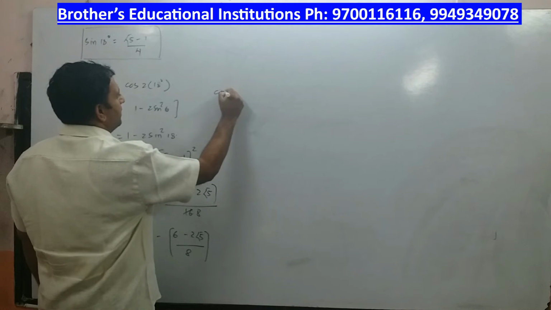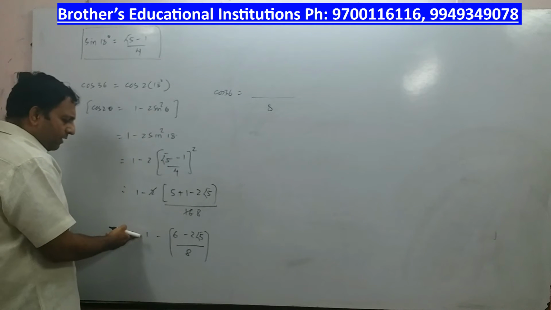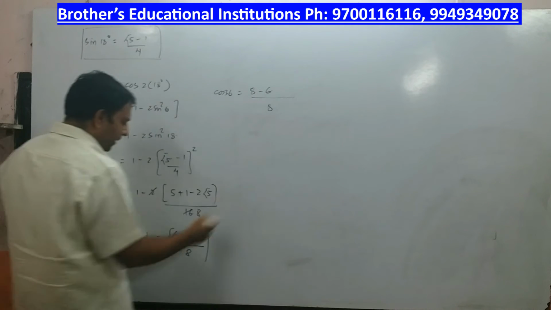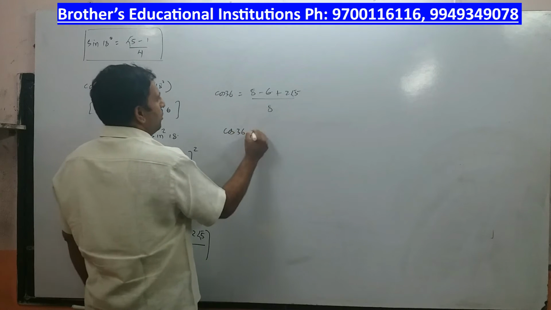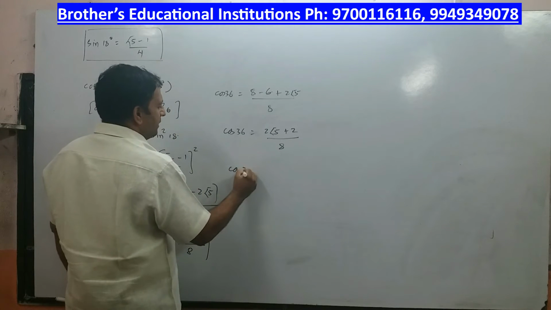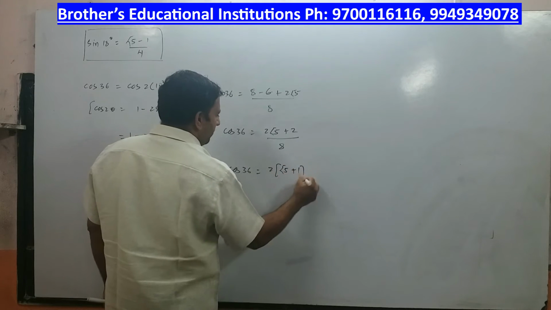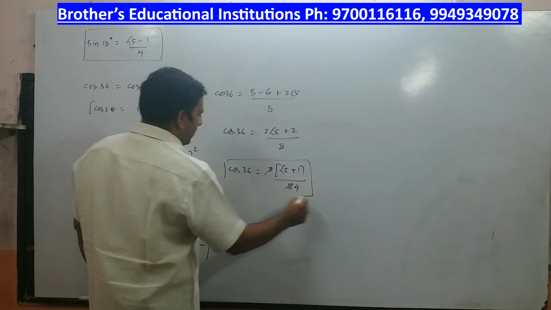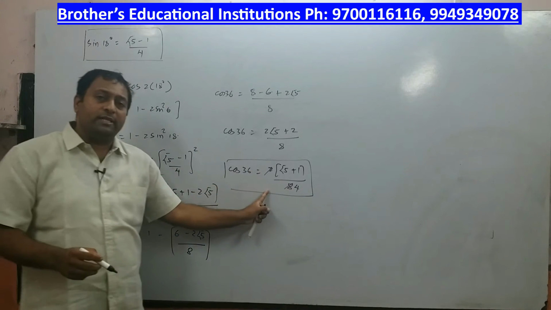So cos 36 degrees is equal to, what is LCM? LCM is 8. 8 ones are 8, minus 6, minus into minus, plus 2 root 5. So cos 36 is equal to 2 root 5, 8 minus 6 is plus 2, by 8. Cos 36 degrees is equal to, take 2 common, (root 5 plus 1) by 8, which is equal to 4. 2 1s are 2, 4s are 8. So therefore cos 36 degrees value is equal to how much? (Root 5 plus 1) by 4. So sin 18 is (root 5 minus 1) by 4. Cos 36 is (root 5 plus 1) by 4.